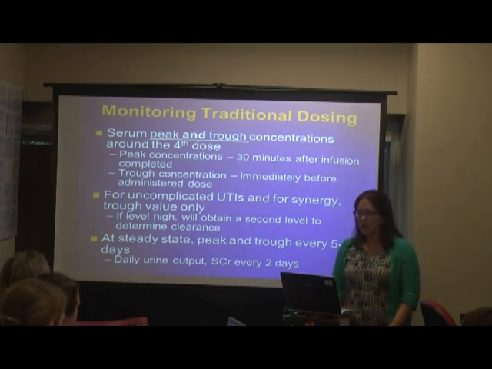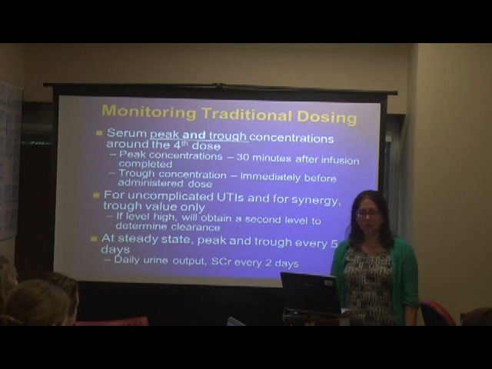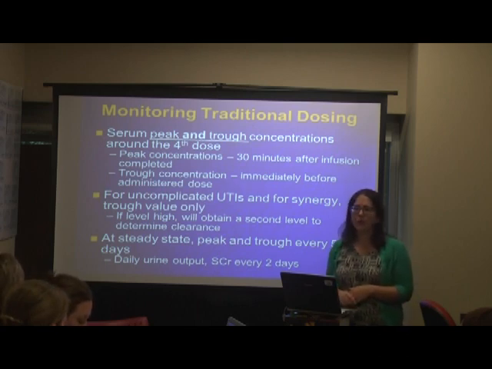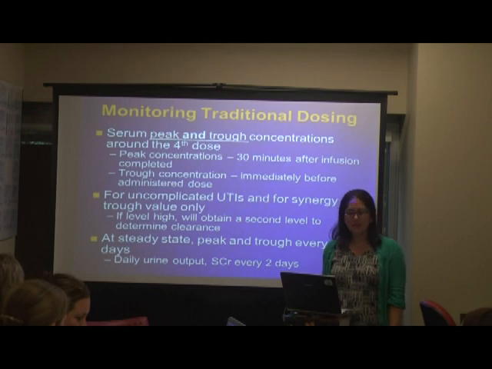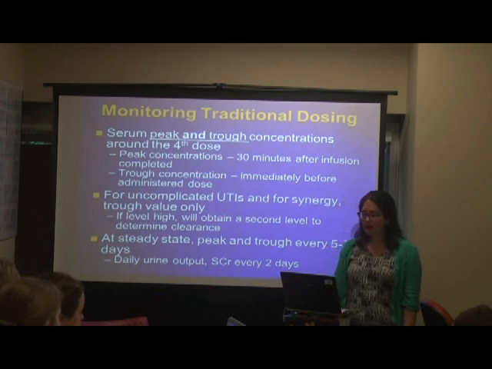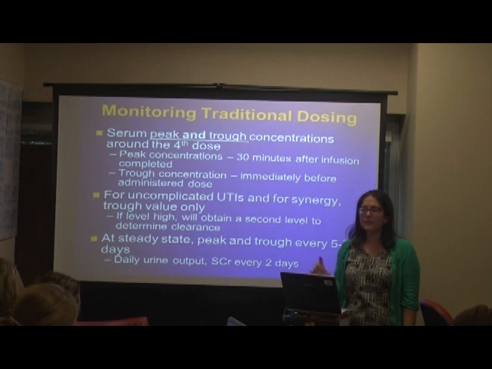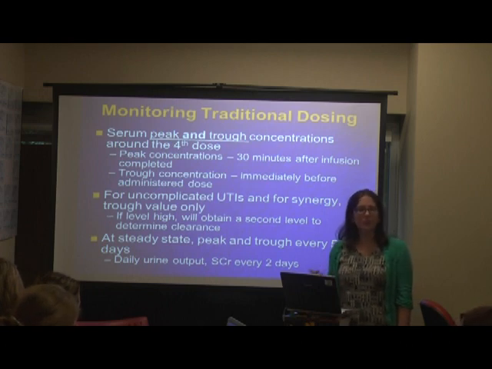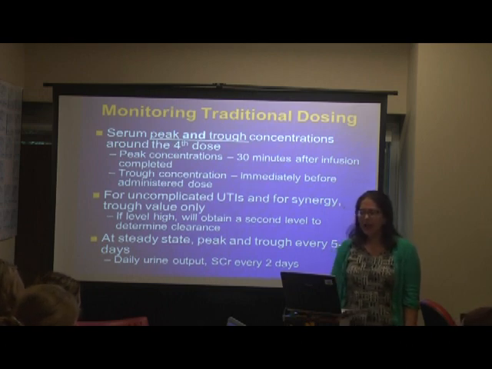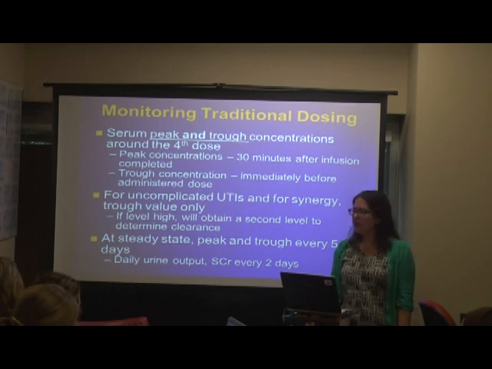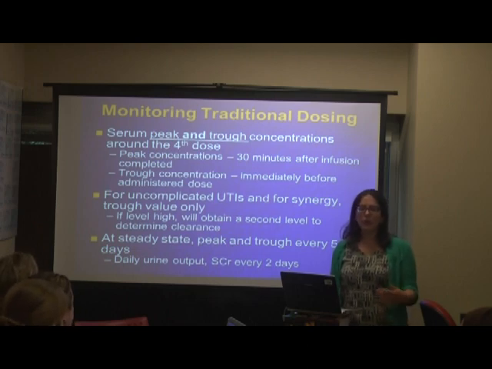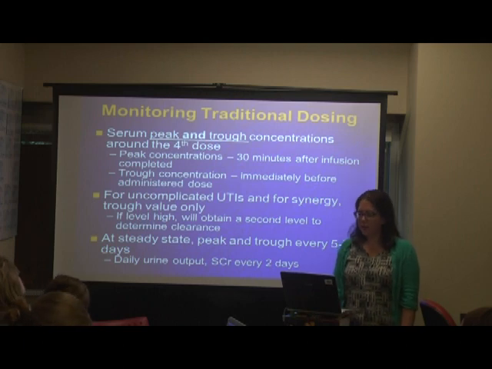For uncomplicated UTIs and for synergy, we generally are only going to get trough values because even low doses are efficacious in these infections, so we just want to make sure that the patients aren't going to have any toxicity with the agents. If the levels are high, then in those cases we want to get a second level to look at clearance and make adjustments to the regimen. At steady state, we want to get peak and troughs around every 5 to 7 days, if the patient's going to continue on therapy. And then daily, we're going to look at urine output and get a serum creatinine about every 2 days is what is recommended in the guideline.